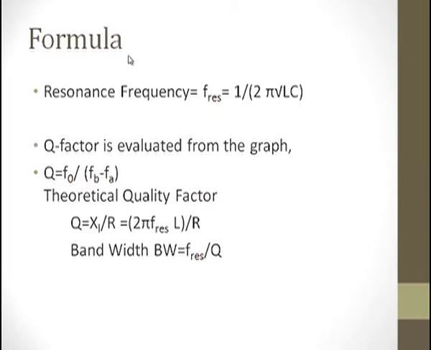Then bandwidth of the circuit is equal to resonant frequency over quality factor. Theoretically, you can calculate the bandwidth. Then experimentally, bandwidth is obtained from the difference between the upper cutoff frequency and lower cutoff frequency. These are all the comparison between practical observation and theoretical calculations done using the formula.